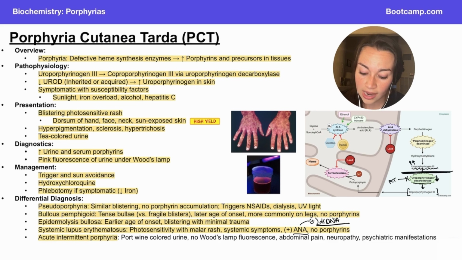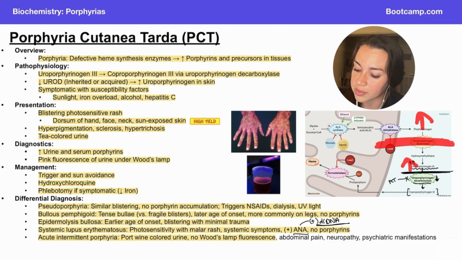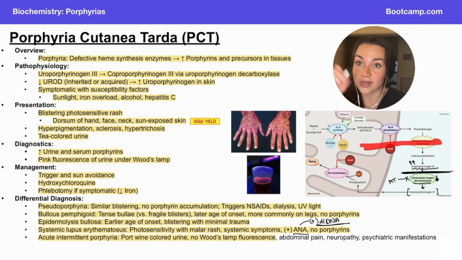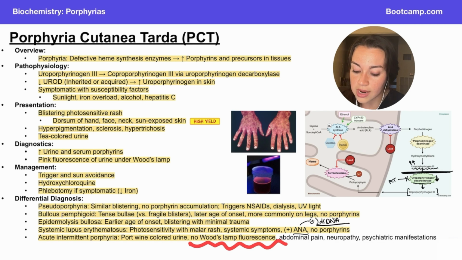However, remember, AIP presents with port wine-colored urine, which I showed you a picture of in the last video. And the urine of AIP does not fluoresce under Wood's lamp. That's because in AIP, the defective enzyme is upstream of any true porphyrins, right? We get the buildup of plenty of heme synthesis intermediates, but none of them are porphyrins in the ring. And that means that they don't fluoresce under the Wood's lamp.